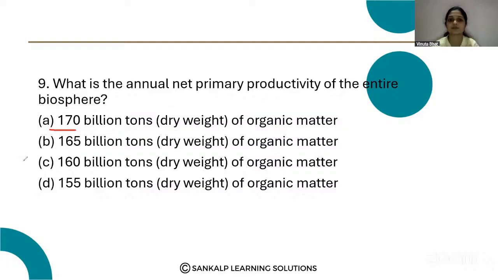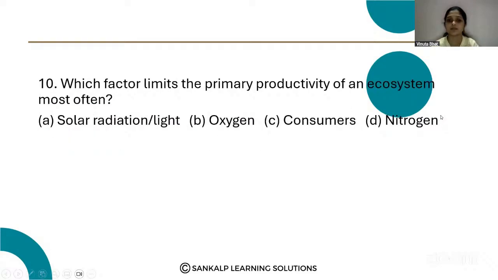Question number 10. Which factor limits the primary productivity of an ecosystem most often? Option A, solar radiation or light. Option B, oxygen. Option C, consumers.